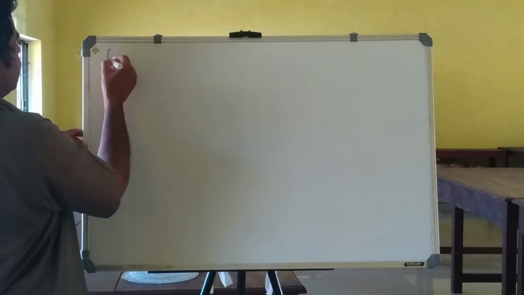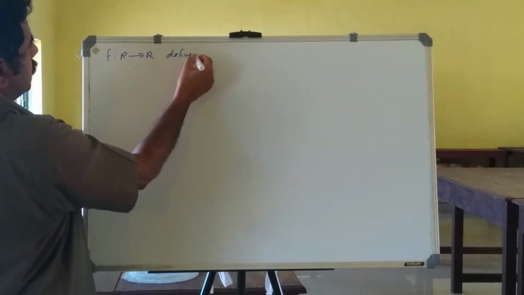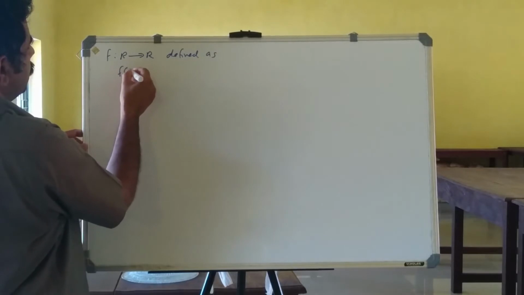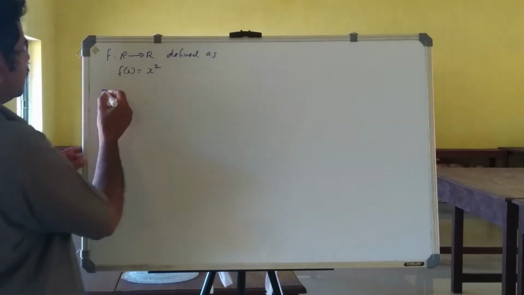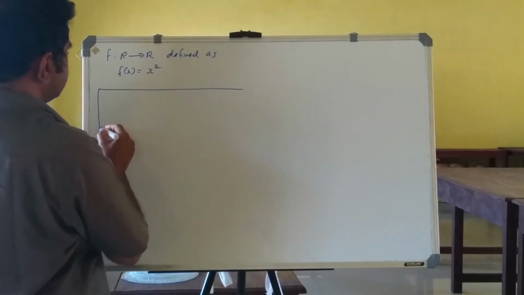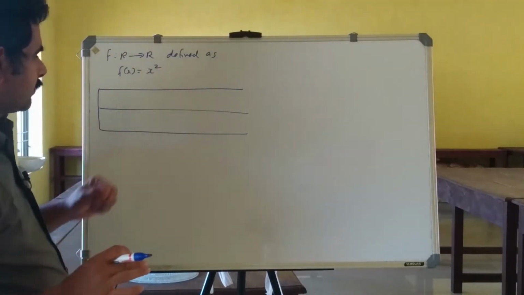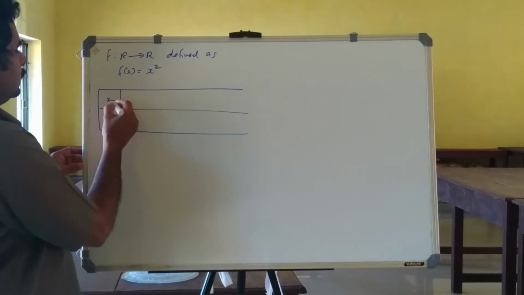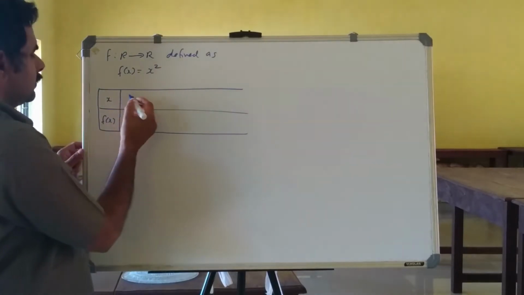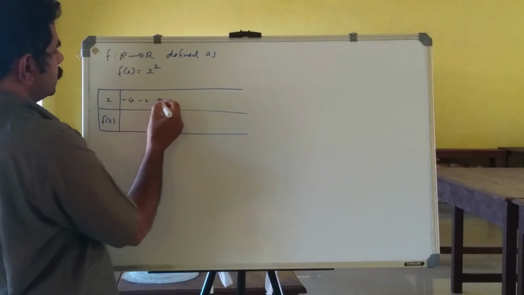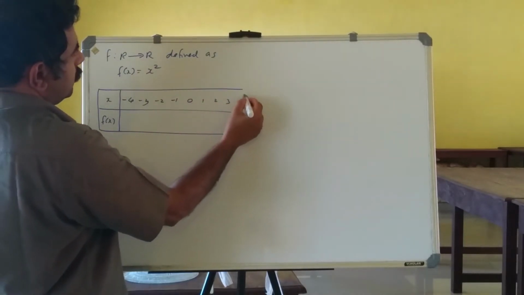Let us take a function f from R to R defined as f of x is equal to x square. So as in the previous case, we can take different values for x and hence different values for y. X, it is y, meaning f of x. Yes, as we know, we are taking minus 4, minus 3, minus 2, minus 1, 0, 1, 2, 3, 4.